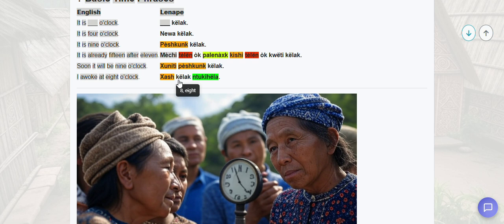And then verb usually goes at the end, not always. But in this kind of case, when you say you did something at a certain time, you could say hash, which means 8, hash këlak, and tuki hala. So tuki hala means to wake up or to get up. Hash këlak, tuki hala.